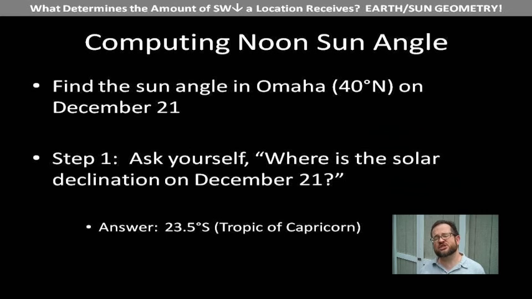Let's do the same sort of thing for December 21st as another example. So we're going to find the noon sun angle in Omaha at 40 degrees north on December 21st. Step 1, ask yourself, where's the solar declination on December 21st? Well, you could remember that December 21st is the December solstice, therefore the solar declination is at 23.5 degrees south, that is the Tropic of Capricorn. Or you could use the Analemma and go around the edge there, find December 21st, and look across and see that the solar declination is 23.5 degrees south.